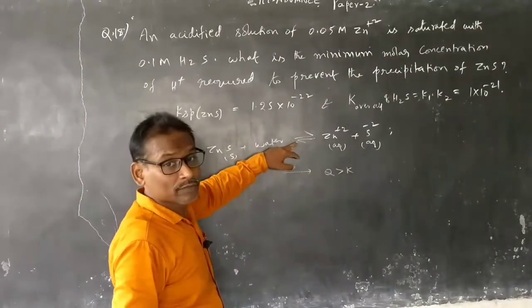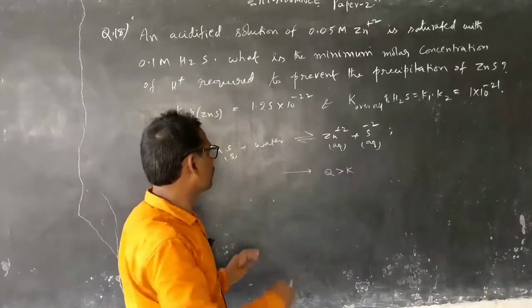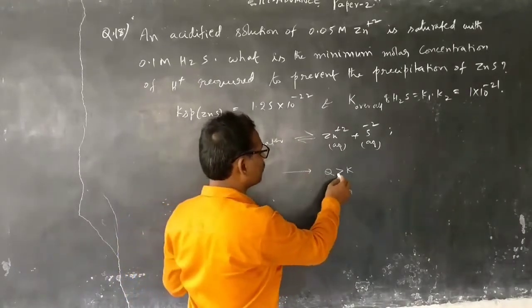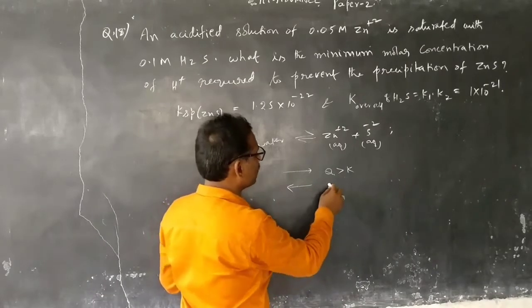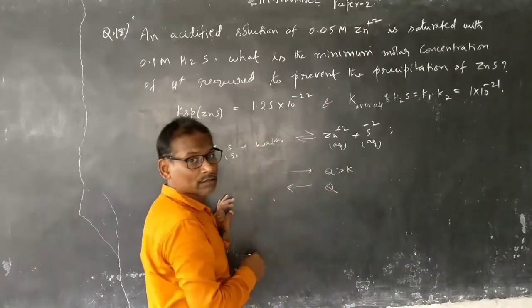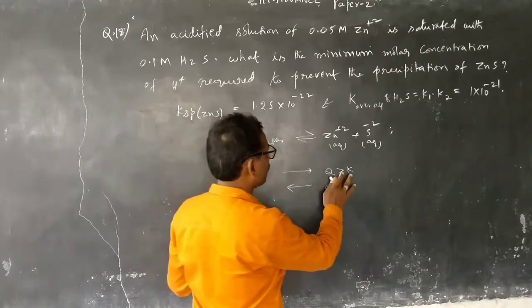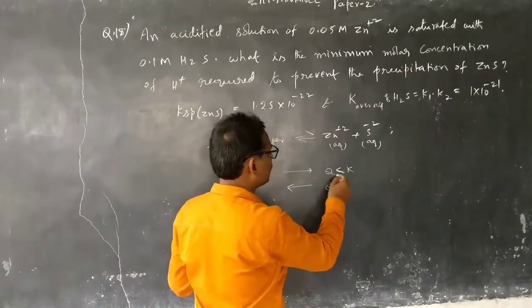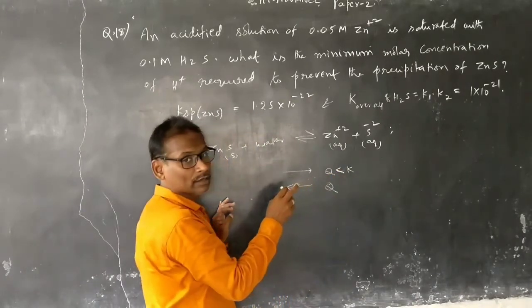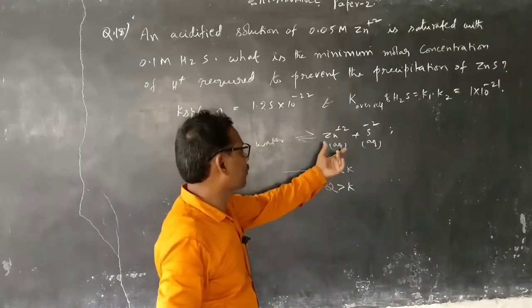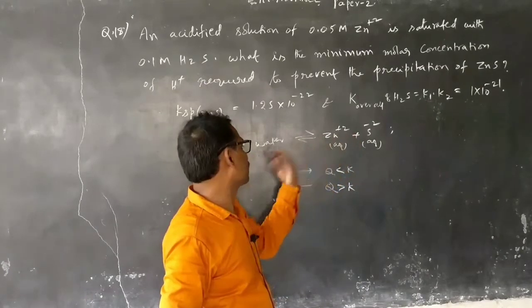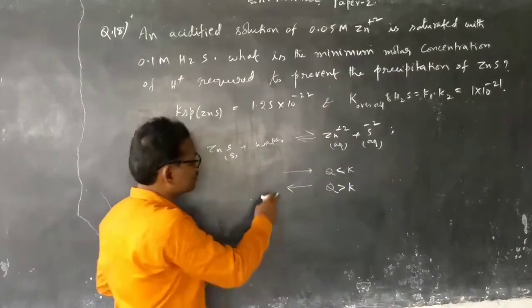So let us assume for this reaction a situation of complete dissolution where Q is greater than K. If it is a precipitation, then I can say that if Q is lesser than K, if Q is greater than K, what happens? When the ion product concentration is greater, then it is preferred to move backward, that is, precipitation takes place.